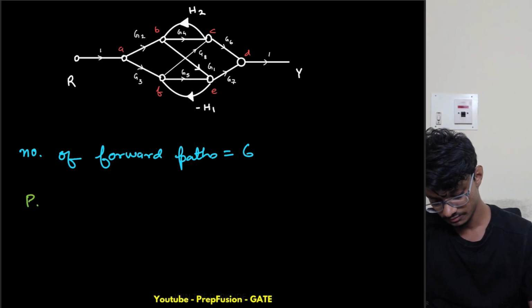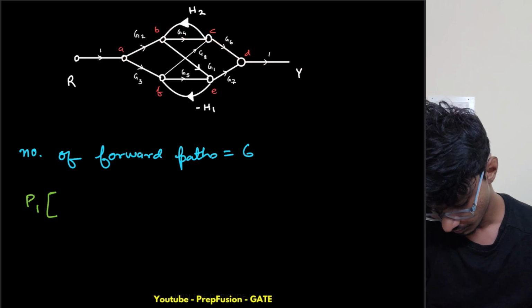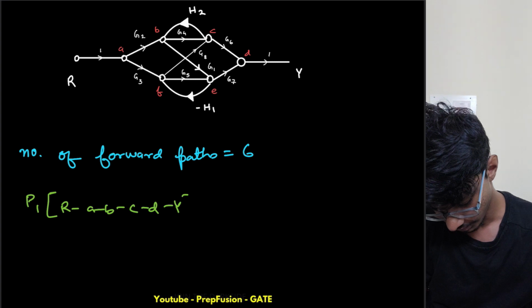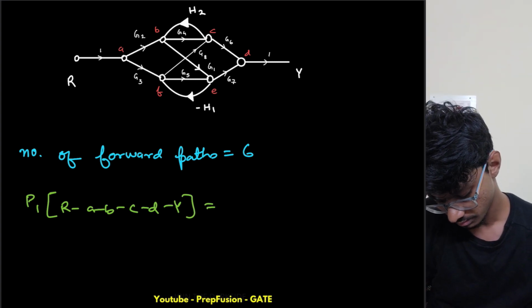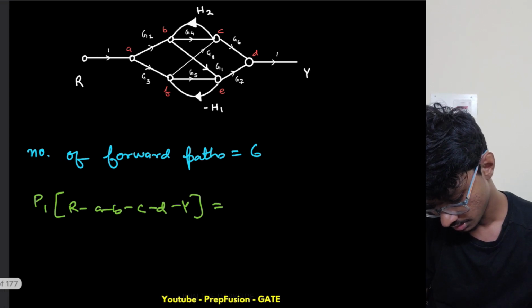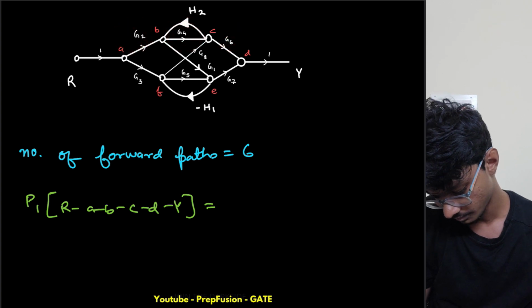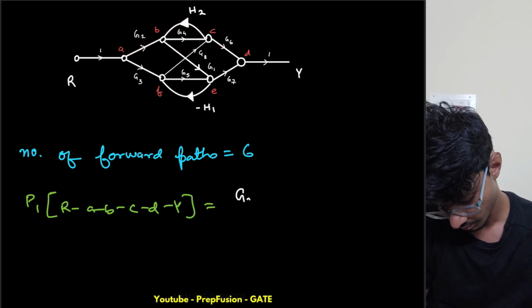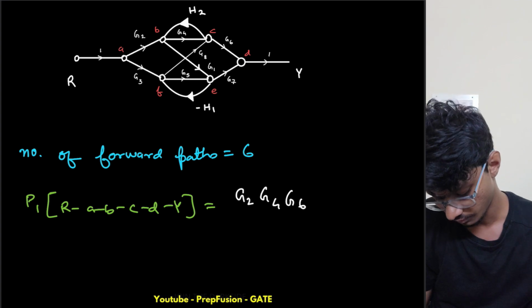Let me write each forward path, the easier ones first. This one is A, B, C, D. So R, A, B, C, D, Y. Simply, this is G2 times G4 times G6. This is one forward path.